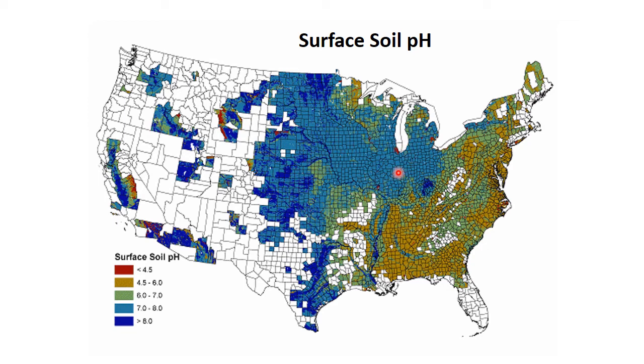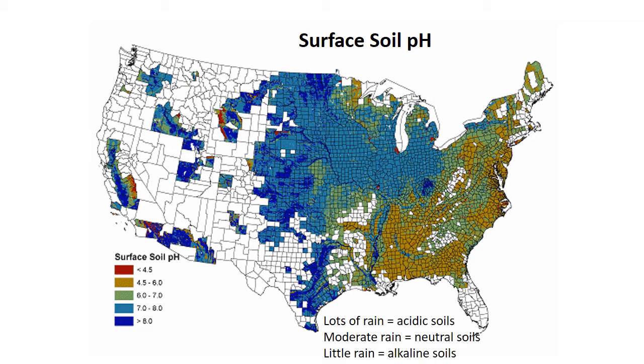And then as we get to drier areas, it's mostly pHs above 8. And so the more rain we have, the more leaching of base cations there are, and as a result, we have more acidic soils. The less rain we have, we generally are accumulating salts, and that causes higher pHs. So lots of rain equals acidic soils, moderate rain equals neutral soils, little rain equals alkaline soils.